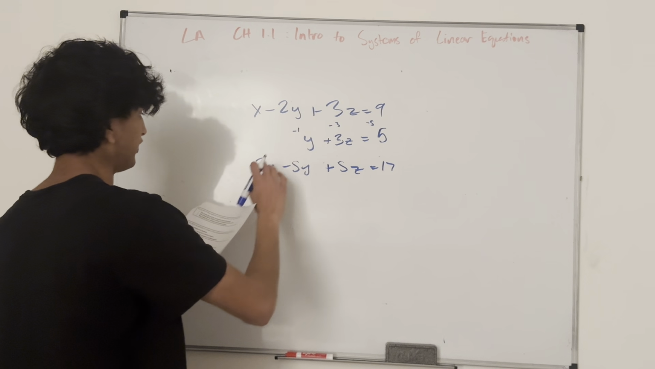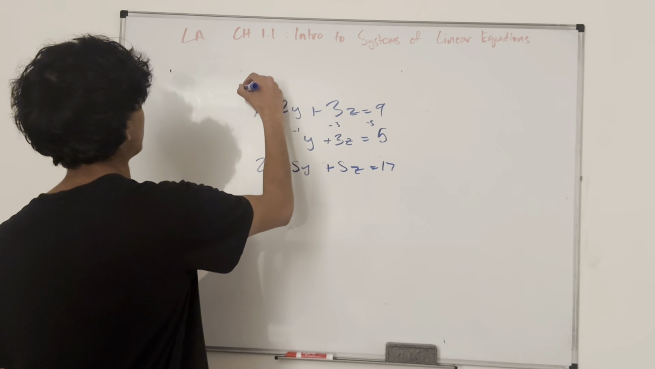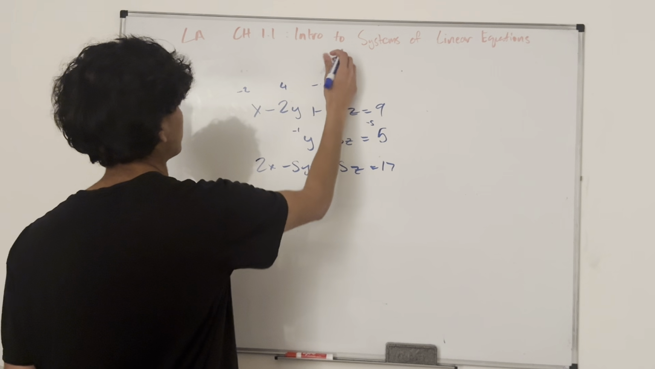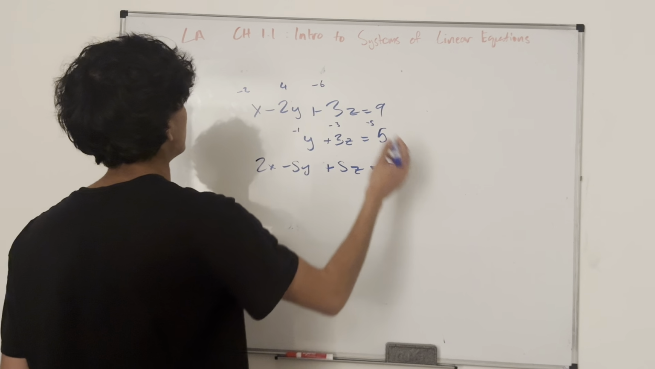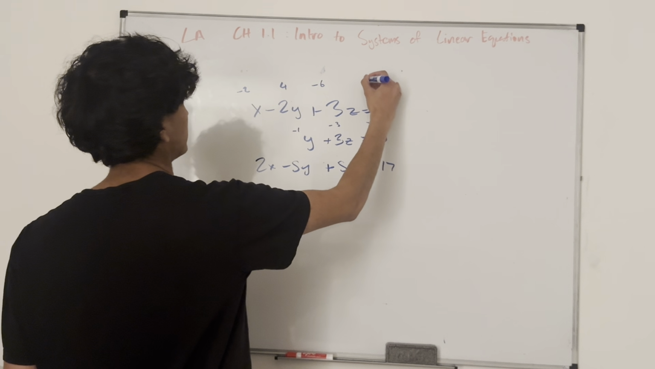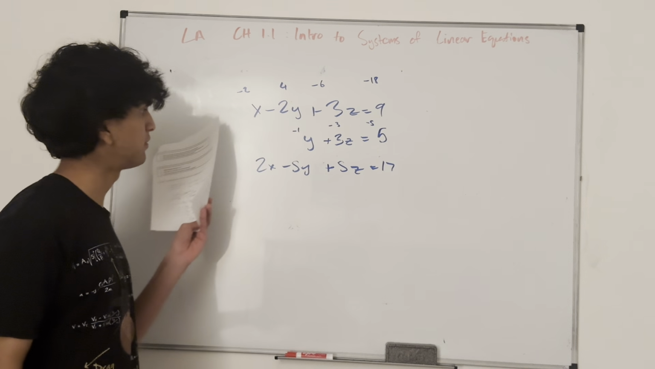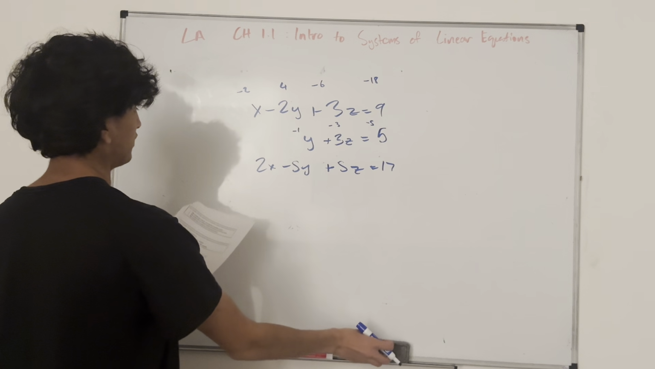Let's just do the getting rid of this x again. So if we had negative 2, 4, negative 3. Oh, I must have, no, negative 6. I think I did do that. And then times 2, negative 18. So everything multiplied by negative 2. I get rid of the 2x.